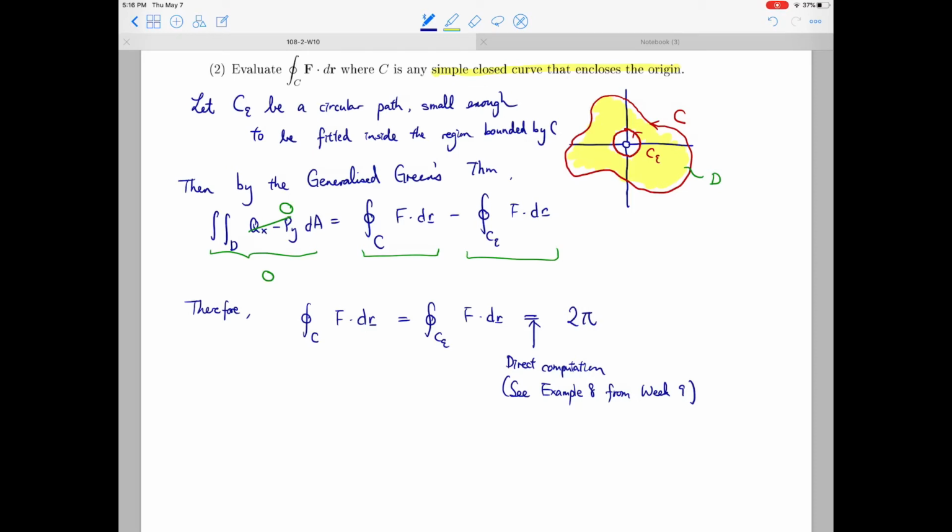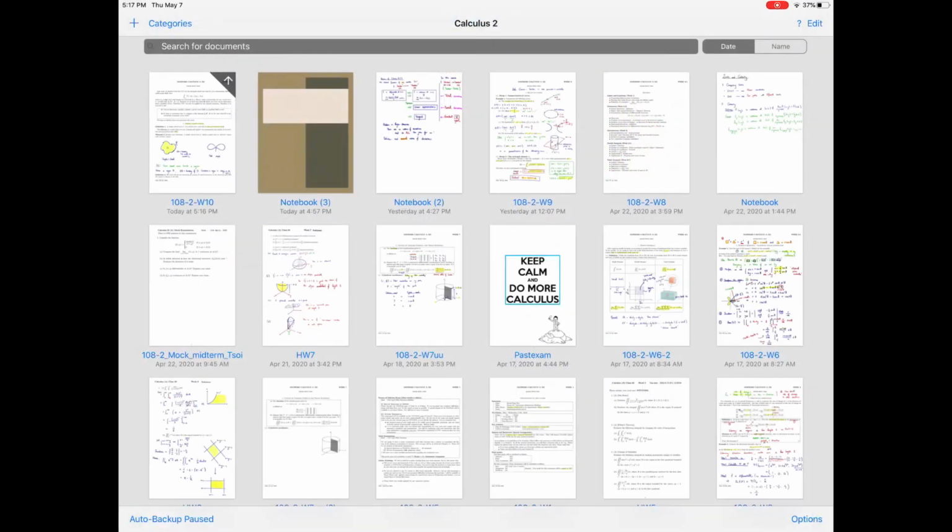But this is very fascinating. If you look at the result, it's very fascinating. What do we prove? We prove that the line integral over any simple closed curve, as long as the region bounded by it contains the origin, will equal 2 pi. It does not matter what the shape of C is, no matter how it looks, as long as it bounds the origin, then it equals 2 pi. So this addressed the mystery of last week.